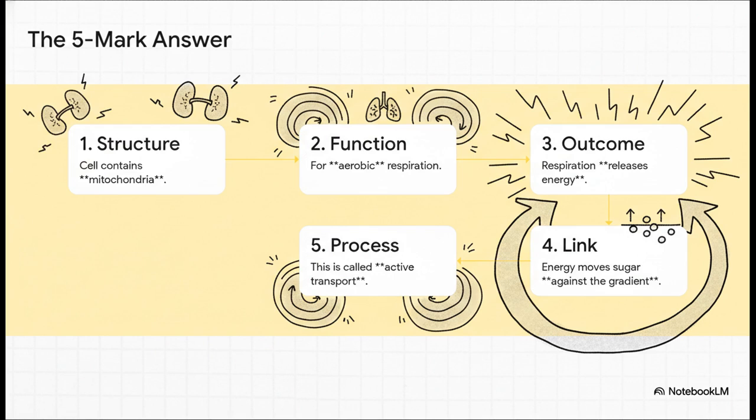To get all 5 marks, you need to tell a step-by-step story. First, you name the key structure, the mitochondria. Second, what do they do? Aerobic respiration. Third, what's the point of respiration? It releases energy. Fourth, you connect that energy back to the question. It's needed to move sugar against the concentration gradient. And finally, what's that process called? Active transport. See how each point flows logically to the next? That's a perfect 5-mark answer.